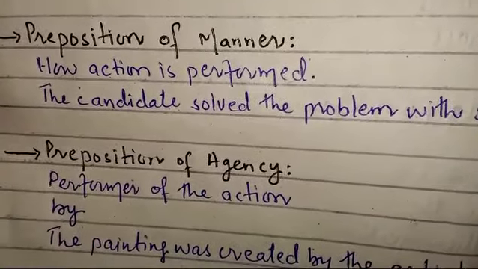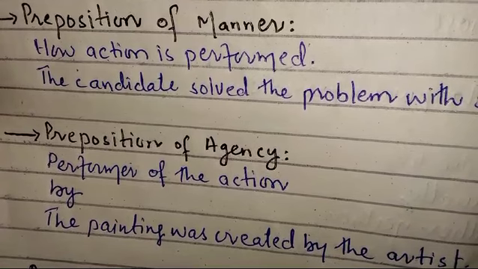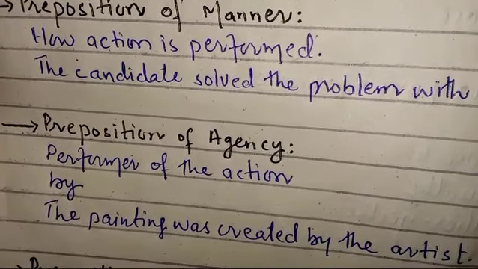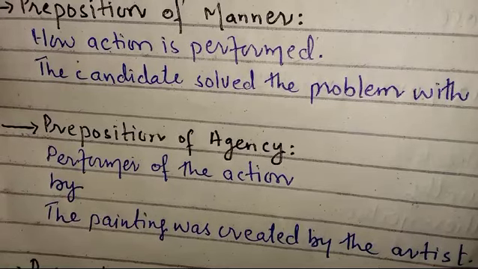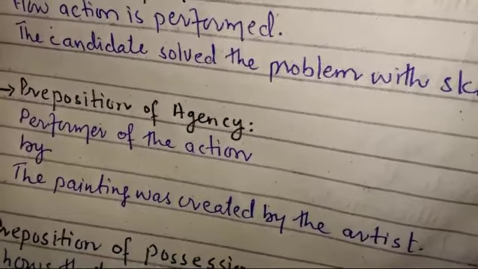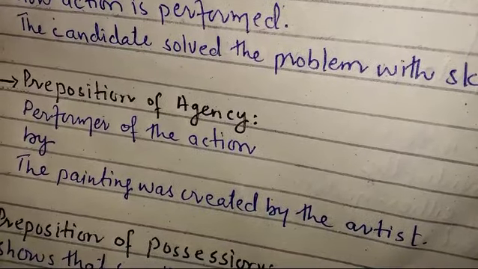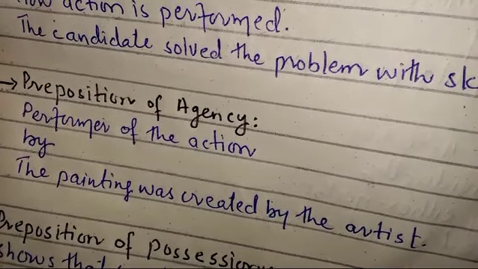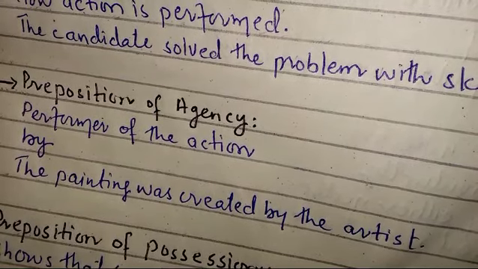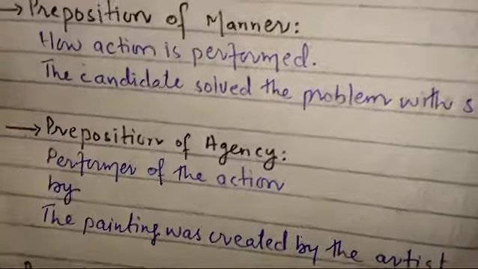Then there is preposition of agency. Preposition of agency, we call it that because the performer of the action is introduced by the preposition by. The painting was created by the artist. So preposition of agency is mostly used in the passive voice.